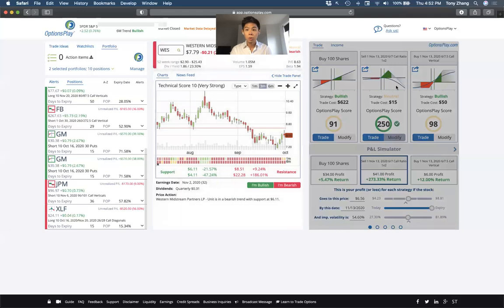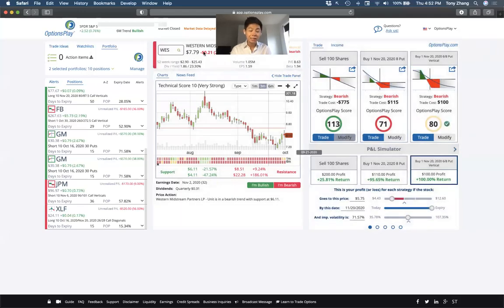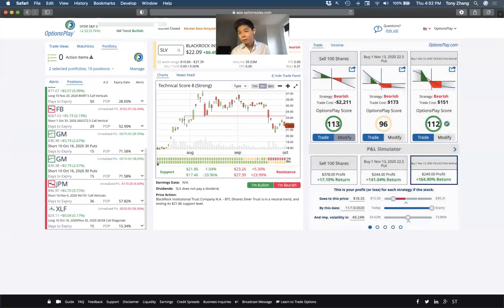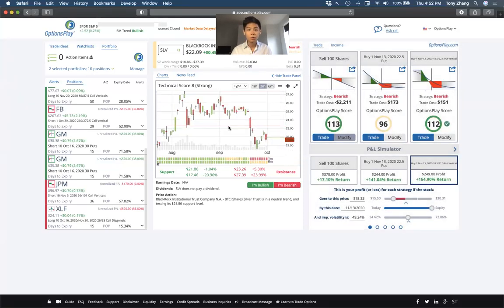Same thing here. You own it at $8.50, and it's at $7.79. From my perspective, there's just not enough strike prices between the current price and your original cost basis to find an effective hedge, or effective repair strategy. Now, SLV, Michael's long SLV at 24.60, it's trading at 21.64.